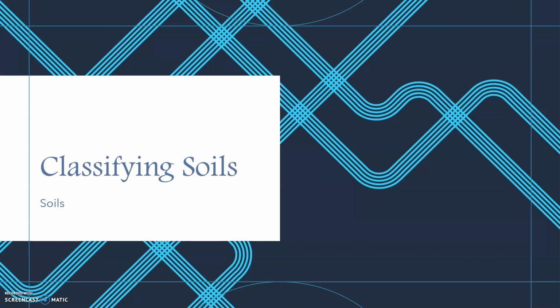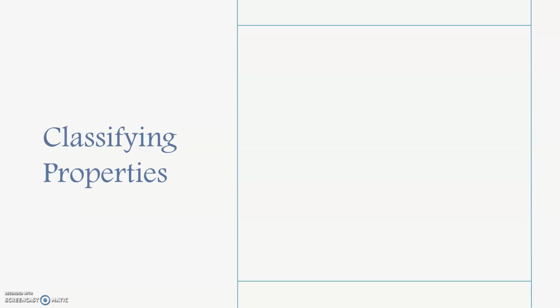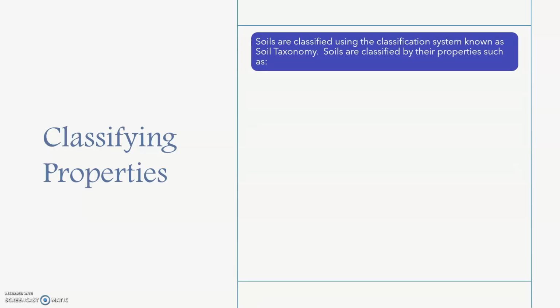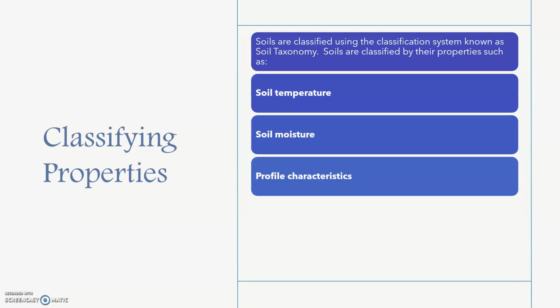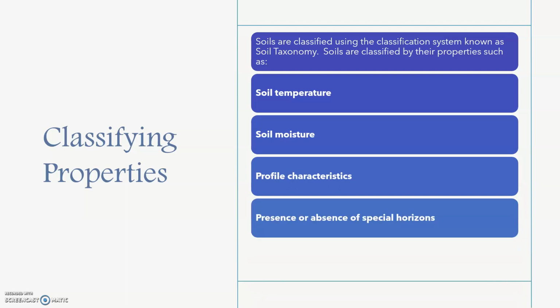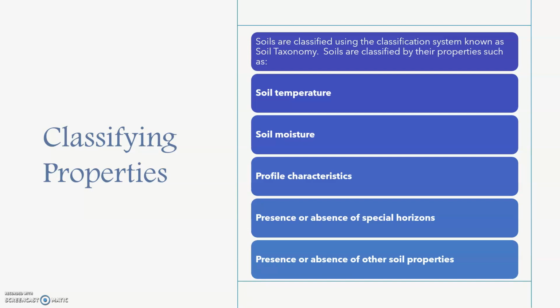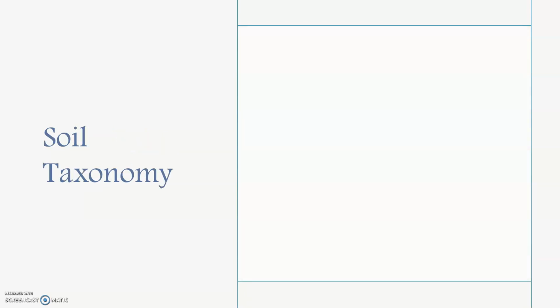This video will talk about classifying soils using soil taxonomy. Soils are classified using many different properties. The classification that we are using in this video is known as soil taxonomy. Some of the properties that soils are classified by include soil temperature, soil moisture, profile characteristics, presence or absence of special horizons, and presence or absence of other soil properties.